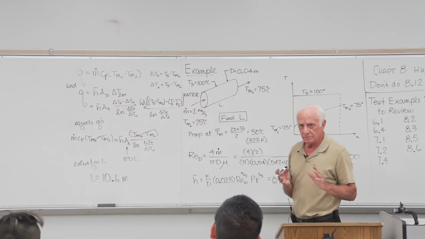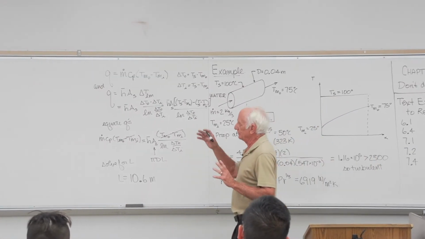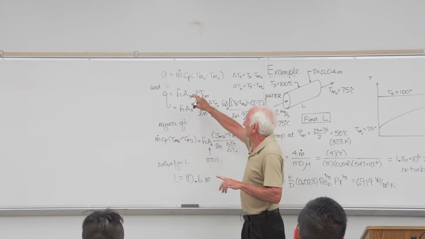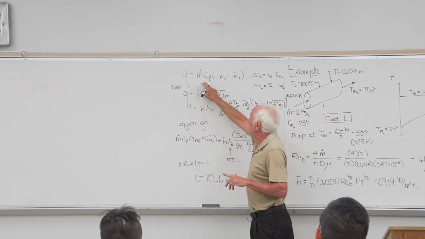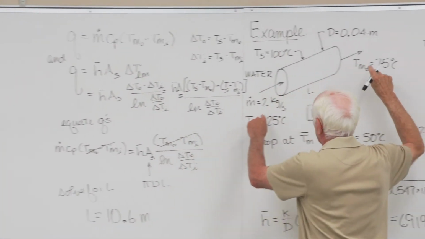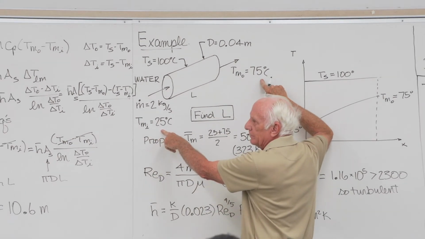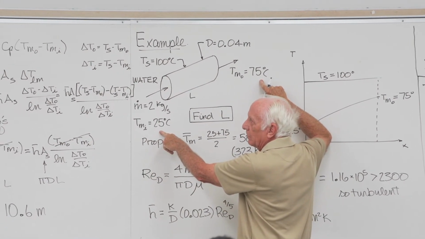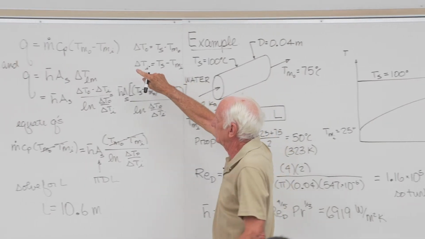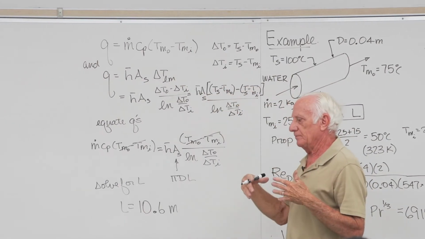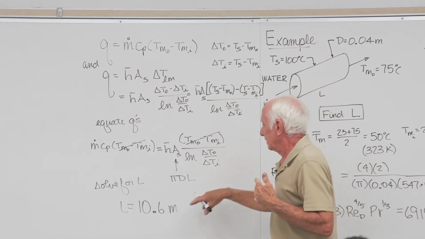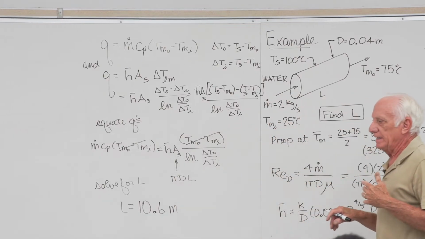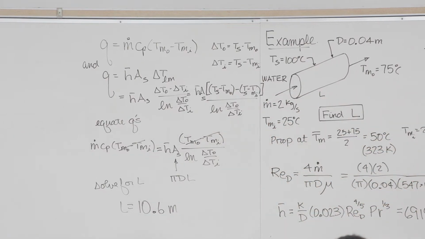Now, if you want to find Q, it's easy. We could have done that the first step. We know M dot, we know C P, we know T mean in, we know T mean out. So you can find Q really simply right away. So two things you could be asked for: find the length of the tube, and find out how much heat transfer has occurred to the water from the tube surface.